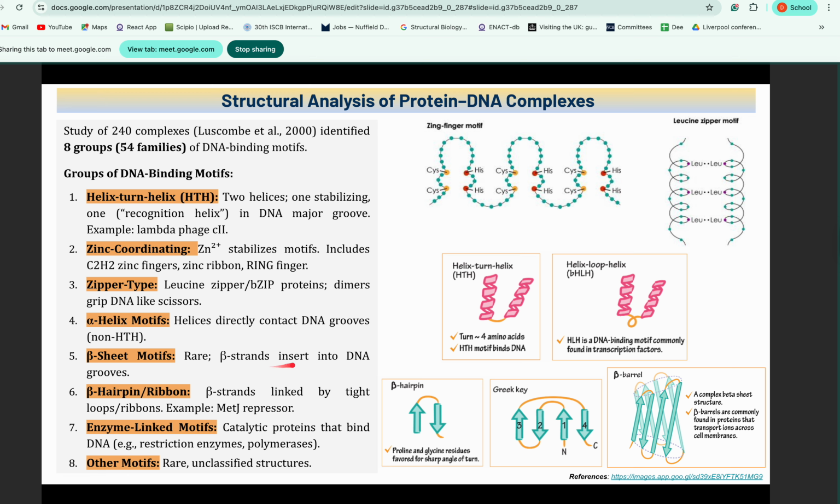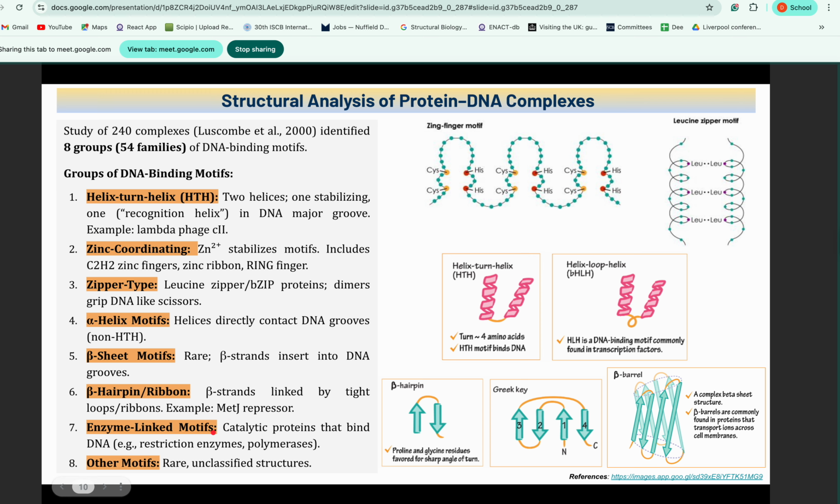Then beta sheet motifs. These are rare, in which beta strands insert into the DNA grooves. As the name suggests, beta sheets will be present. Then there is beta hairpin or ribbon, in which beta strands are linked by tight loops or ribbons, and an example is the MET-J repressor. This is an example of beta hairpin, because the structure looks hairpin-like. In this case, these are anti-parallel beta strands, and there is a turn which connects two beta strands to each other. So this is known as the beta hairpin motif.